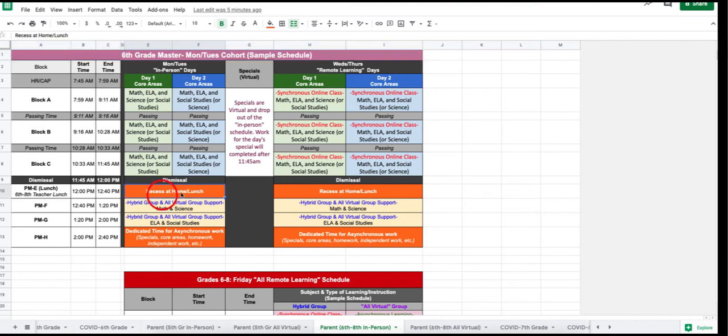You would then have your recess block at home when the school day is over, and then you will have 2 support blocks for math and science, and then 1 for language arts and social studies, and then you will have a period at the end of the day dedicated for your asynchronous work. And again, that's 6th through 8th grade.